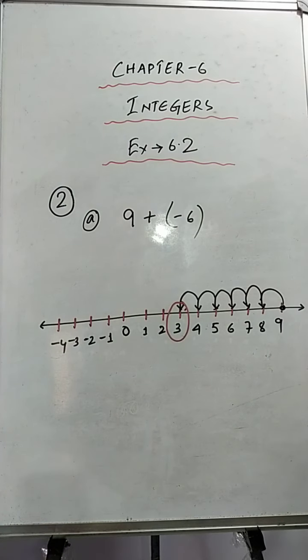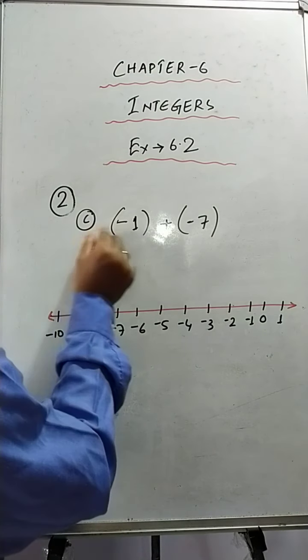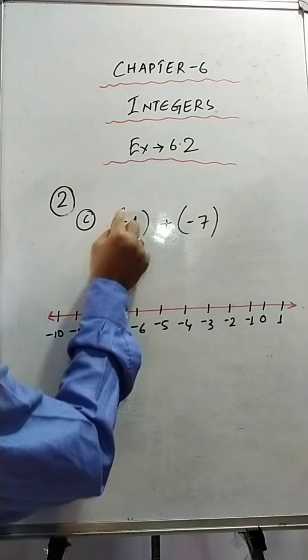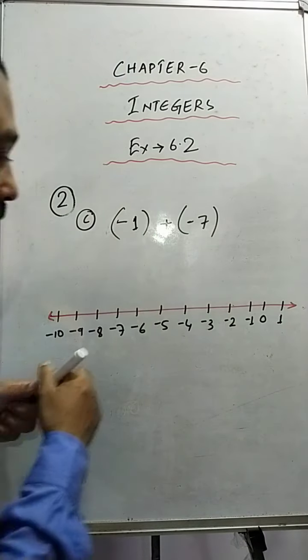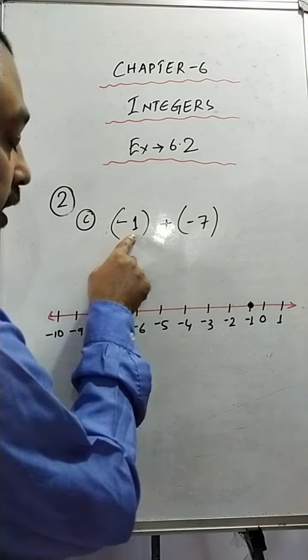Okay, now let's move on to sum number C. So this is sum number C of question number 2. Sum number C is saying minus 1 plus minus 7. So initially we are standing on minus 1, isn't it? We are standing on minus 1. So here we are.